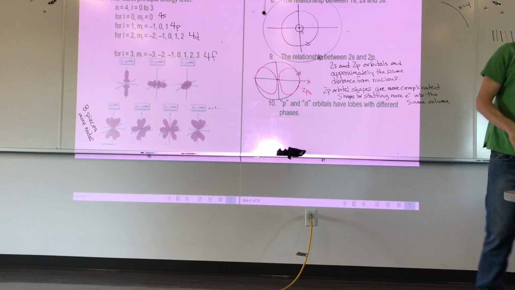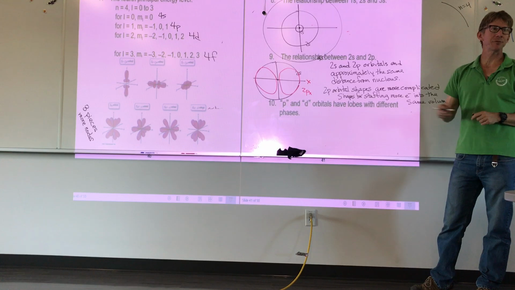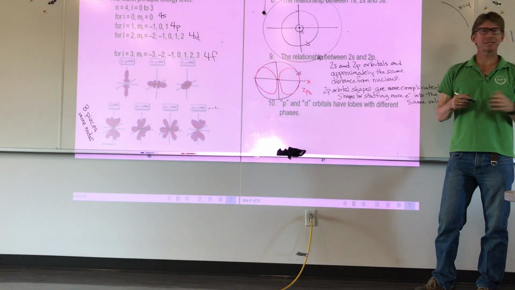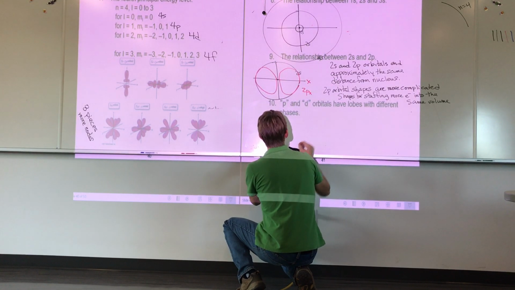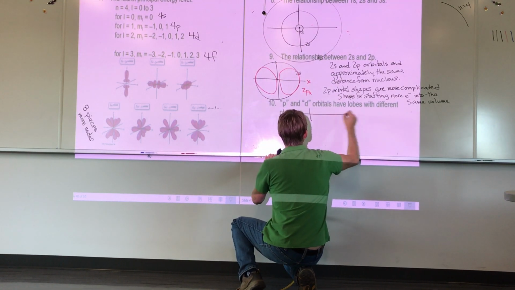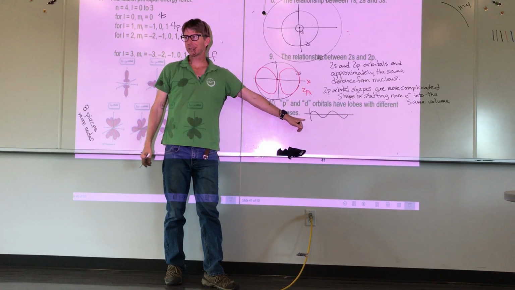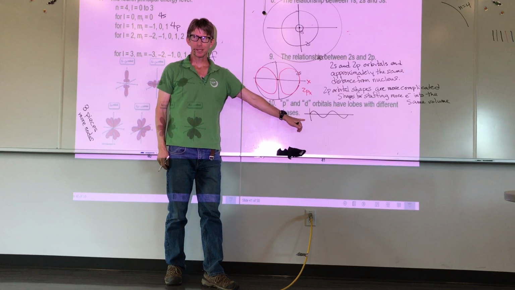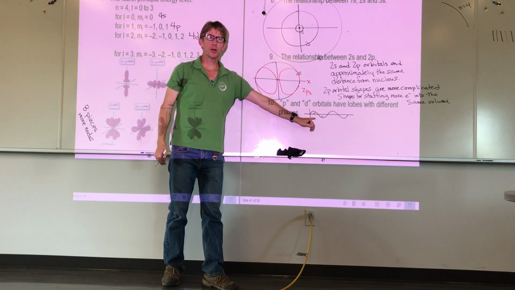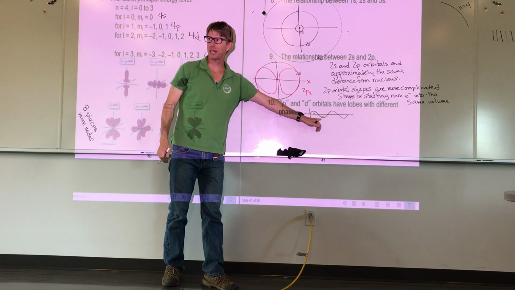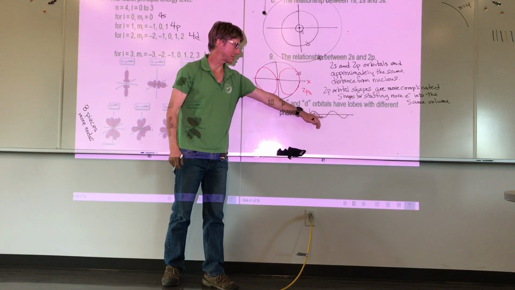Now, one last bit of information on this slide. P and d orbitals have lobes with different phases. Phases, if you remember, if we go back to the fact that the electron is a wave, the wave has both higher and lower parts, which we can consider positive and negative. And it doesn't mean positive is good, it just means positive is different than negative.